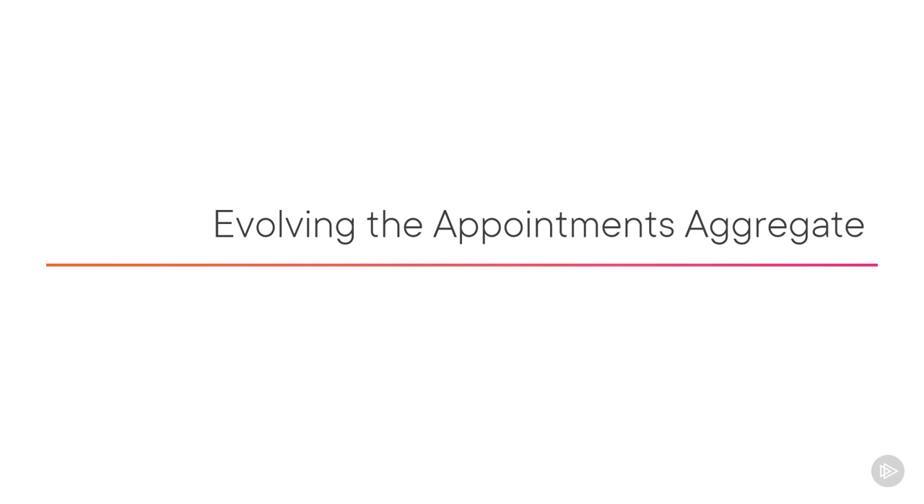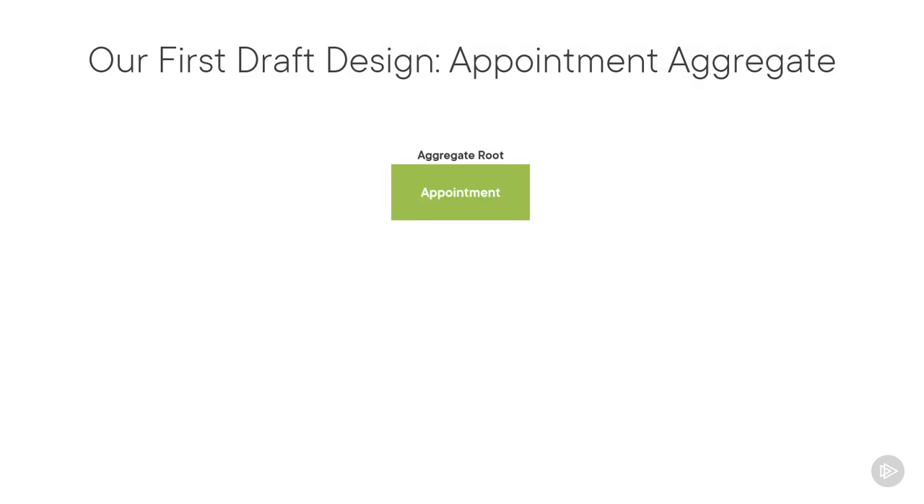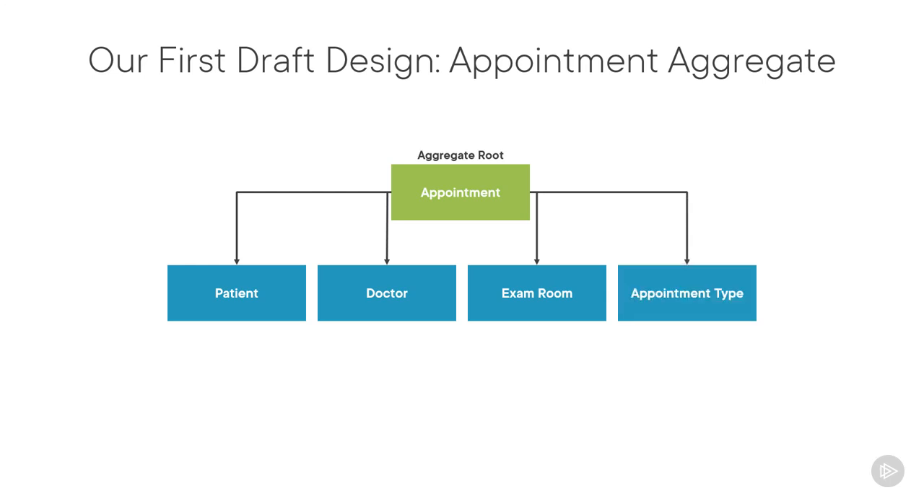Since we're dealing with appointment scheduling, our initial design might look something like this. An appointment involves bringing together a patient and a doctor in an exam room for a particular type of exam. And since we'll typically need to know the owner's information when we deal with the scheduling, it's important to have a reference to the client from the patient also.